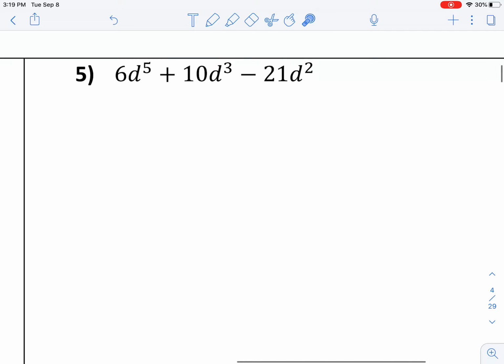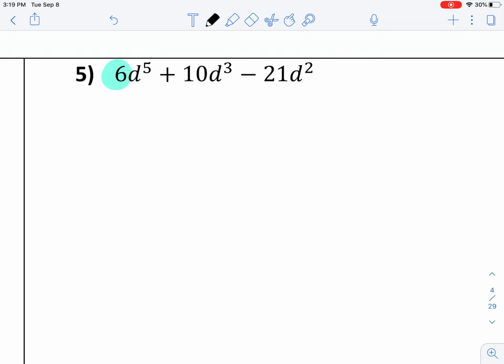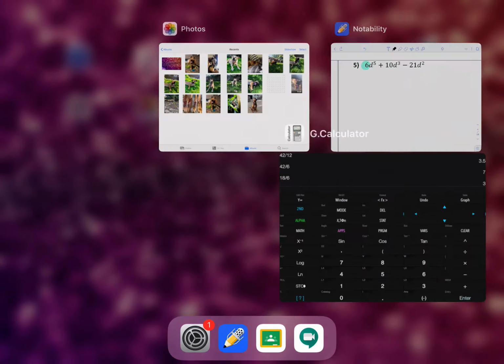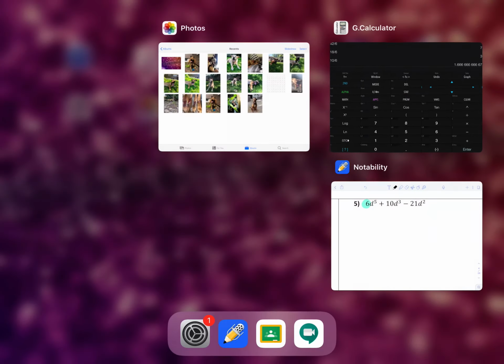All right, number 5. I have 6d to the 5th plus 10d cubed minus 21d squared. So pick your smallest number and see if you can divide by that. My smallest number here is the 6. So I'm going to see if I can divide 10 by 6 and 21 by 6. 10 divided by 6 gives you a decimal. So 6 is not your GCF.